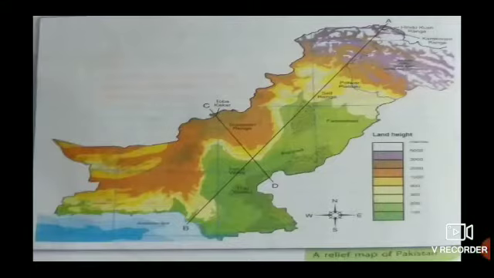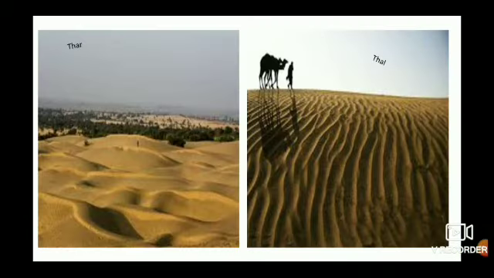In the south are the deserts of Sindh and Balochistan, the third desert which extends far into India, and the third desert in the Indus Valley.